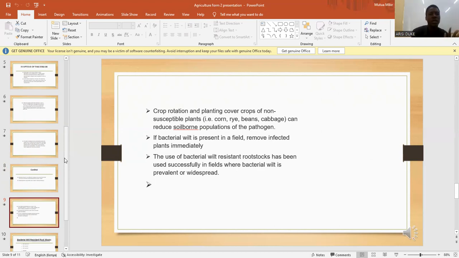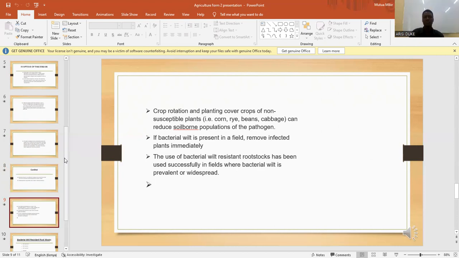Actually, what about if you identify that bacterial wilt has affected one crop? You identify it and remove it from the field, to prevent the spread to other plants. So if you identify one plant and remove it, you prevent the disease from spreading to other plants.